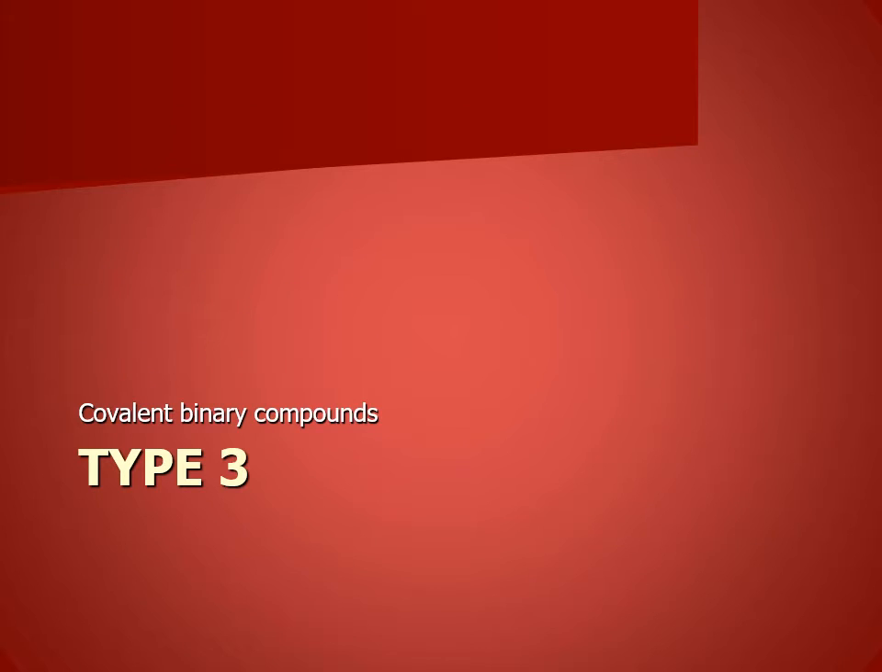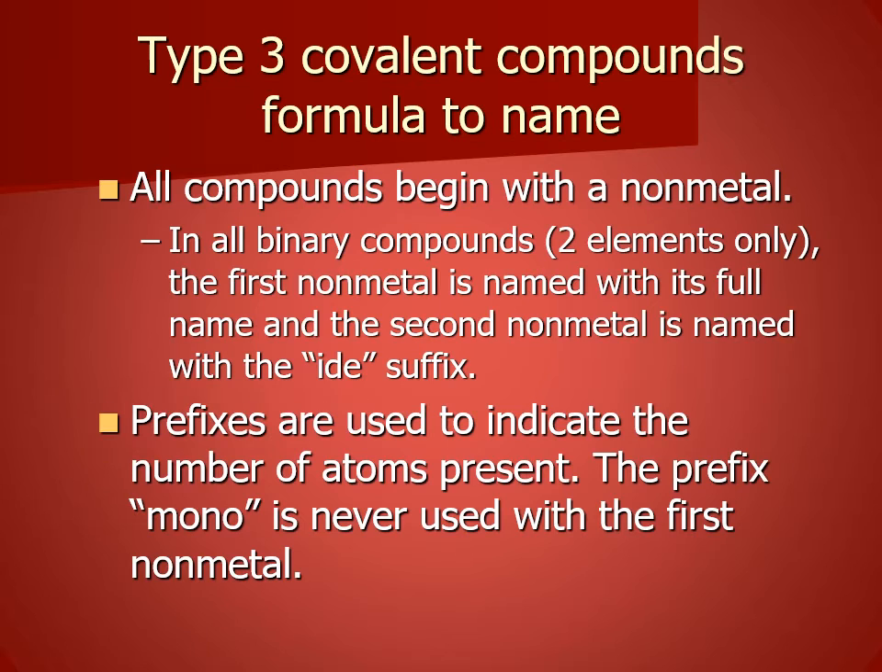Moving on to type 3. Type 3 are binary covalent compounds. Okay, looking at this, we have compounds that will begin with a nonmetal, and in all binary compounds where there are 2 elements only, the first nonmetal will be named with its full name. So we're not going to change the name. If it's nitrogen, we're going to call it nitrogen. We're not going to use the IDE ending on the first element.